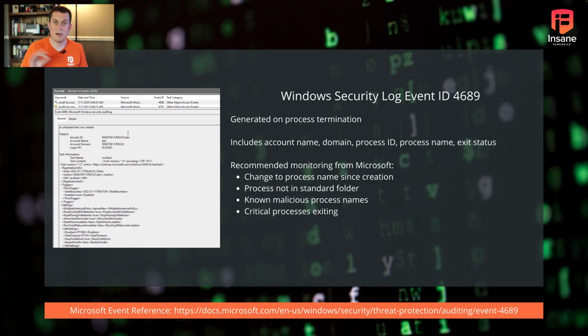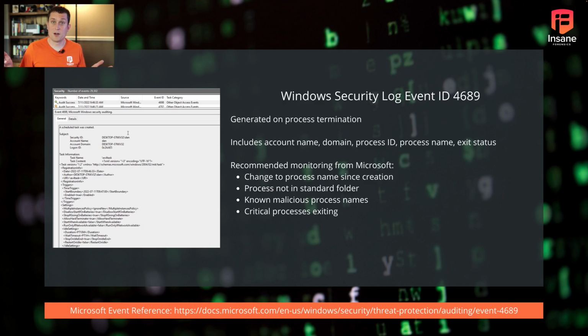process name since creation. If you start with the process ID and you're tracking the life cycle of that process, you can compare a 4689 event to a 4688 and look at the difference between the two. You could look for things like, was there a change to a process name? Does that suggest that someone somehow tampered with this process along the way? You could look for a process not being in the standard folder. We talked about known malicious process names like Mimikatz, or if you don't expect PsExec on a box or to be run by a certain user, you could look for PsExec exiting by a user that really shouldn't use it.